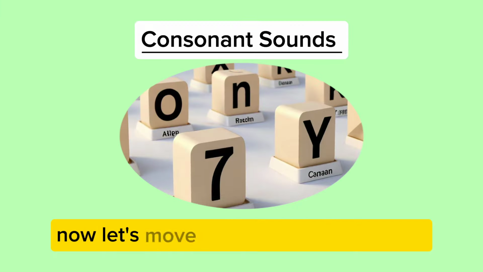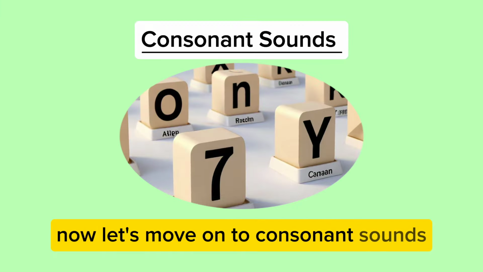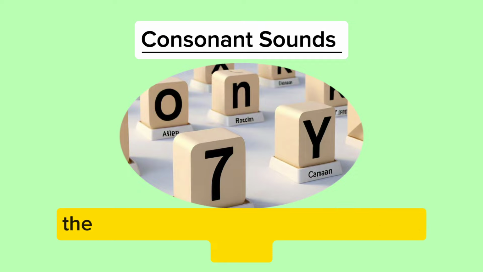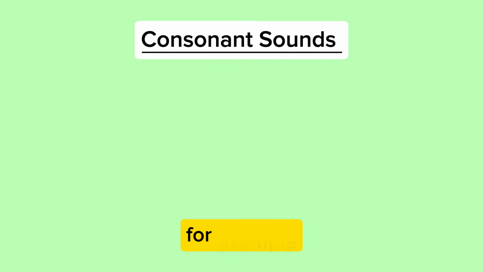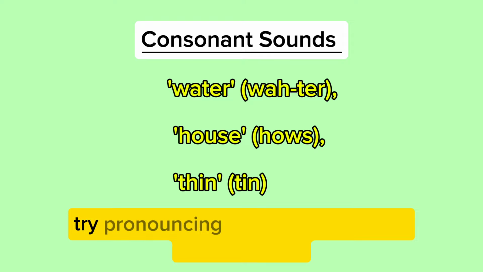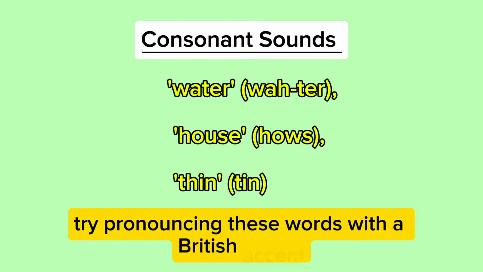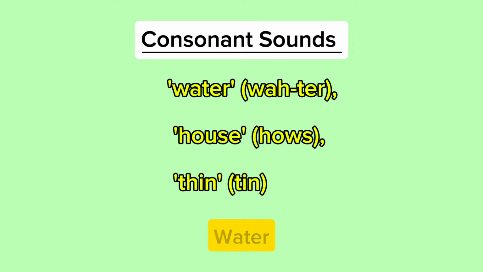Now let's move on to consonant sounds. In the British accent, the T sound is often pronounced more softly and the H sound is often dropped. For example, try pronouncing these words with the British accent. Water, house, pen.